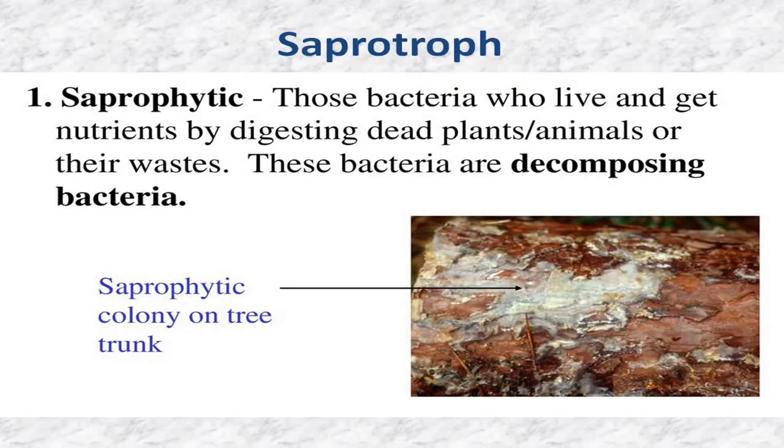Saprotrophs are those bacteria that live and get their nutrients by digesting the dead bodies of animals and plants or the waste which is produced by the animals. These are also called decomposing bacteria.